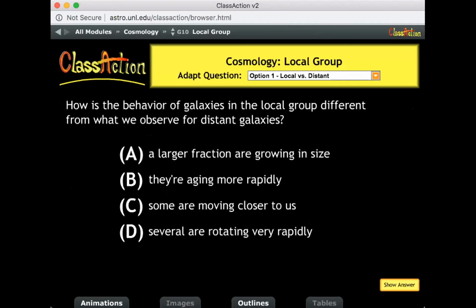The local group. So how is the behavior of galaxies in the local group different from what we observe in distant galaxies? Larger fraction growing in size? No. Aging more rapidly? No. Some moving closer to us? Yes. This is the thing that never happens for distant galaxies, but does happen in the local group of galaxies, particularly the Andromeda Galaxy. Several are rotating very, very rapidly. That's true, but that's no different than distant galaxies. The answer is C. Locally, some galaxies can disobey the Hubble law.